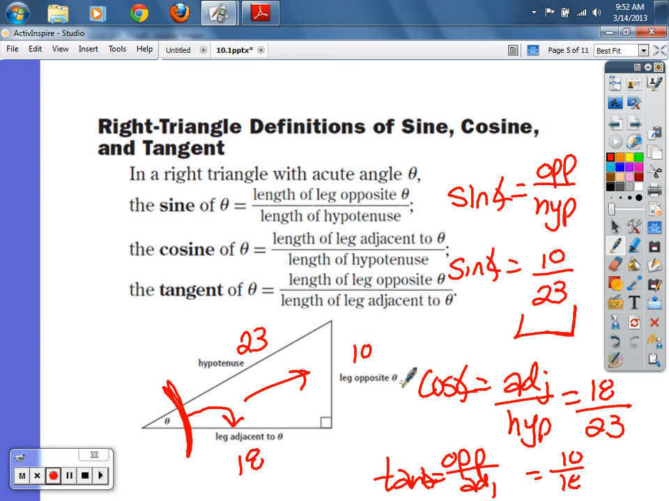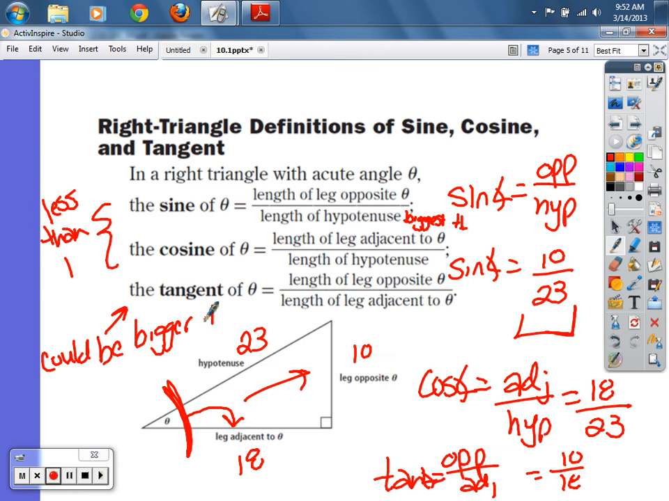Okay? Keep in mind that sine and cosine will always be less than 1. Because, why? Well, the hypotenuse is always going to be your biggest number on the triangle. So, as a result, you're dealing with numbers less than 1. Tangent could be less than 1 like it is here. Could be more than 1 if those sides happen to be reversed. So, this one is the one that could be bigger than 1. Okay? If you get bigger than 1 though on sine or cosine, you're messing something up.